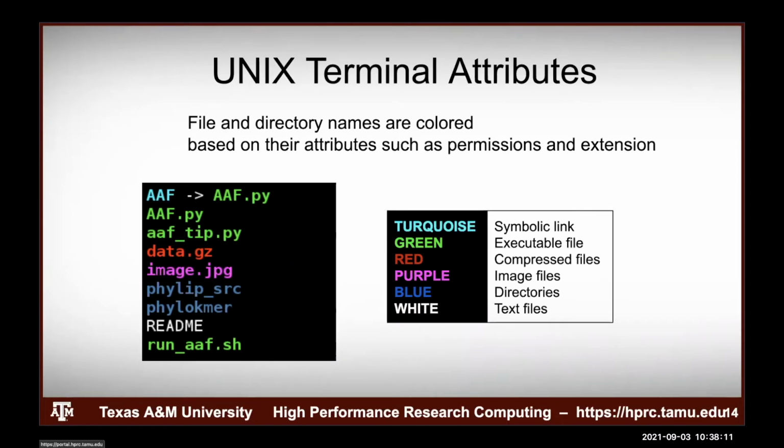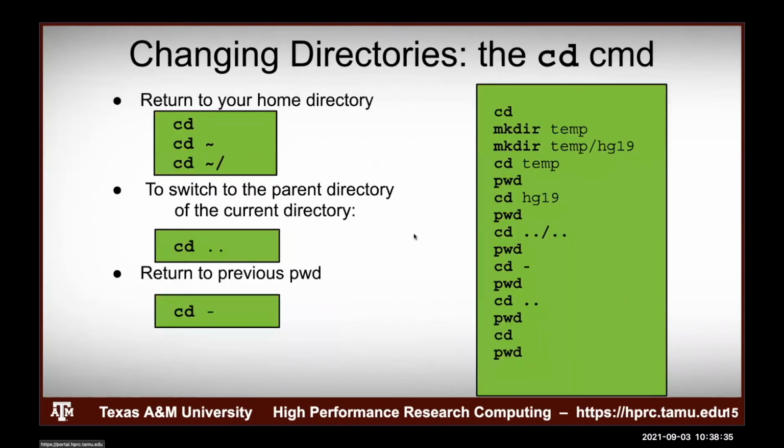Purple are image files. So your media, like if you have a JPEG or a PNG or an MP4, I think like a movie, it would be purple. Blue, white, and green are going to be the ones that you look at the most, either executable files. Blue, again, are directories. So those are going to be folders. They contain other stuff. And then white are just plain old text files that you can print the contents of.